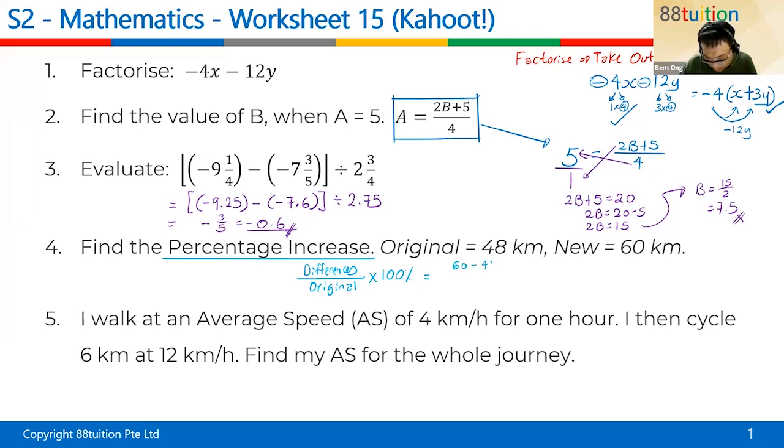60 minus 48, over the original. Who is the original? Down here, it is spelled out for you already. 48 times 100. Press your calculator. 60 minus 48 is 12, divided by 48, times 100. 25%. That is your answer.